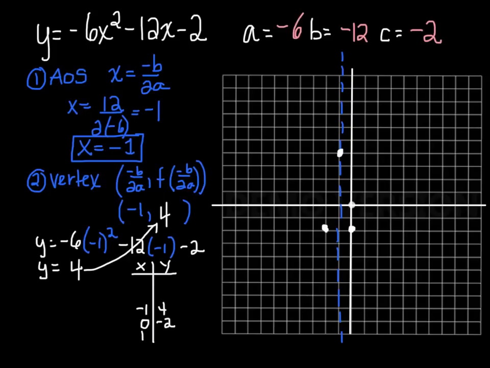So if I plug in +1, I'm going to get -6 minus 12 minus 2, which is way down there. That's not going to work very well, is it? Well, let's plug it in and plot it down there somehow. So -6 minus 12 minus 2, -18, -20. So we know that -20 is way down here. So I'm going to go ahead and just connect this.